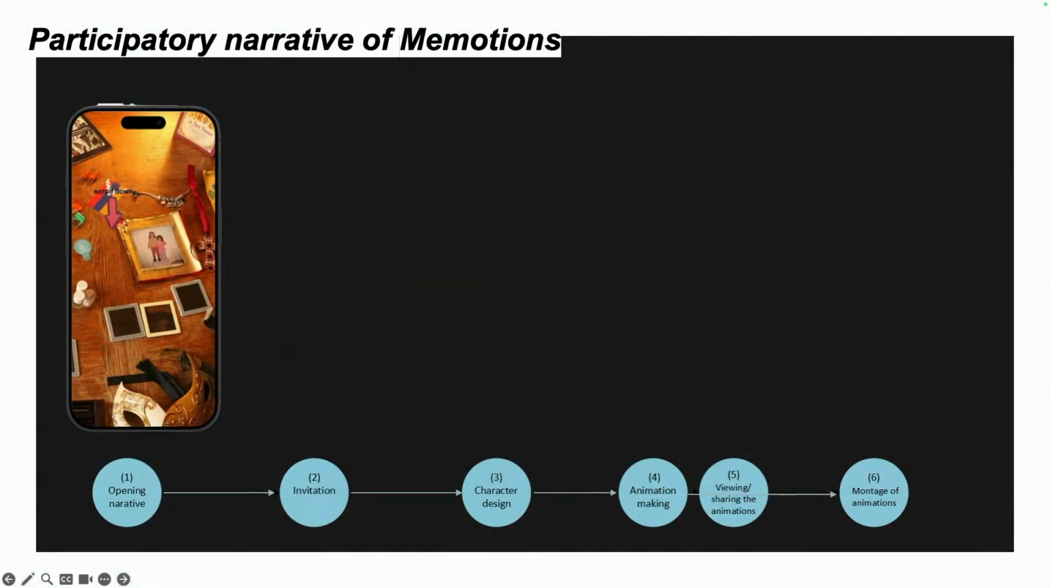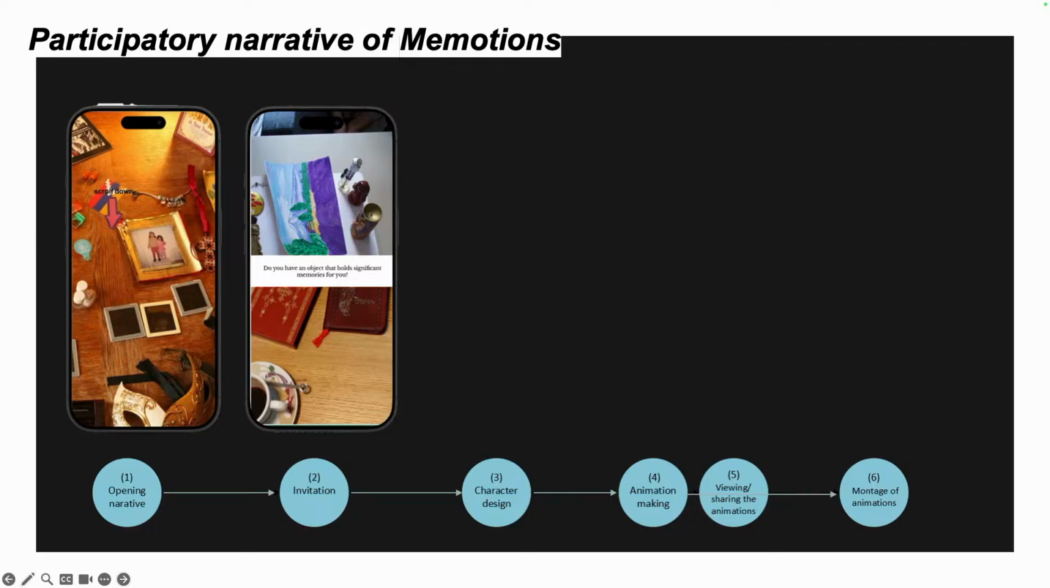So when a user or a participant enters the film, and I also have to mention that the film took the shape of a smartphone application because of its portability, because of its camera functionality, and low entry point. So they first see an opening narrative about how displaced individuals pack their belongings, their cherished objects. It's a kind of documentary narrative. And then they are invited to reflect on their own objects.